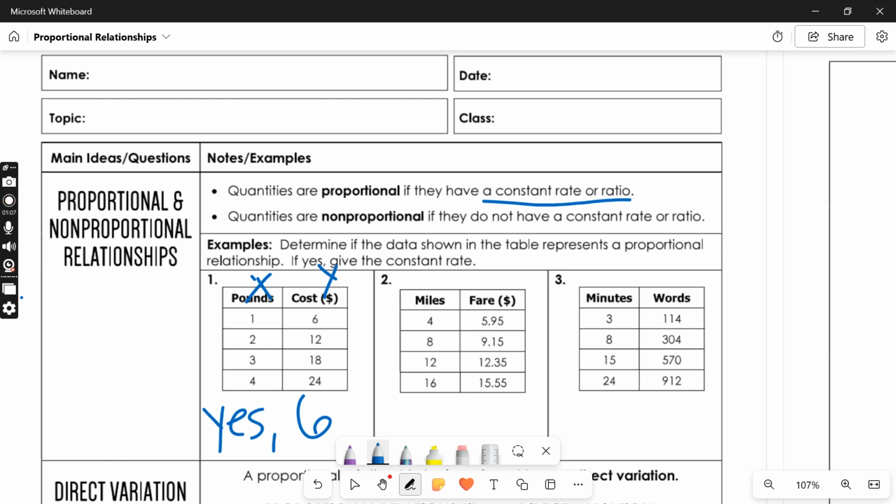We're going to do the same thing with the next one. We're going to do 595 divided by 4. And I got 1.4875. Then we're going to do 915 divided by 8. I immediately got a different answer, so I can stop there and just put no.